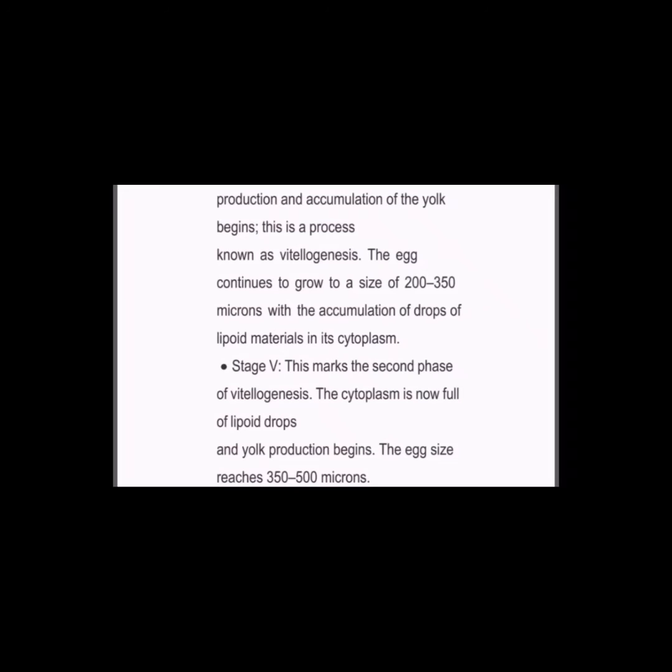Kung saan yung accumulation of yolks nangyayari na siya. This is known as vitellogenesis. Kung saan nagkakaroon ng tinatawag natin vitellogenesis. Yung egg continues to grow as usual in size, 200 to 350 micron. So the stage 5, this marks the second phase of vitellogenesis.